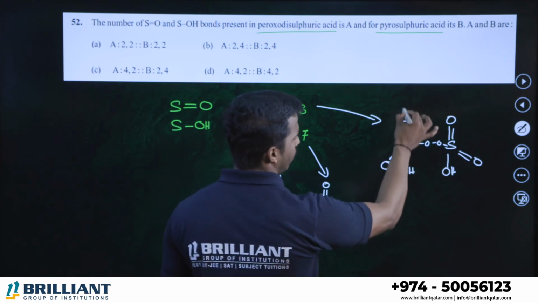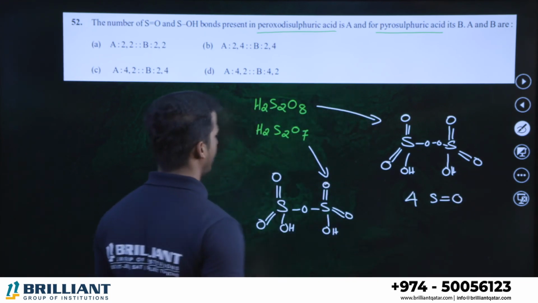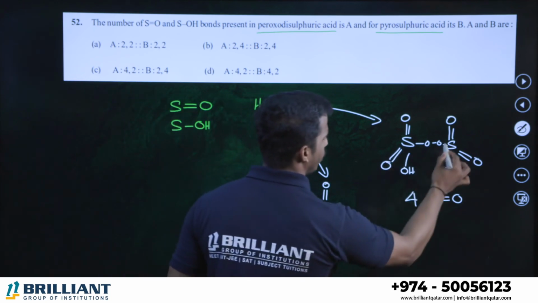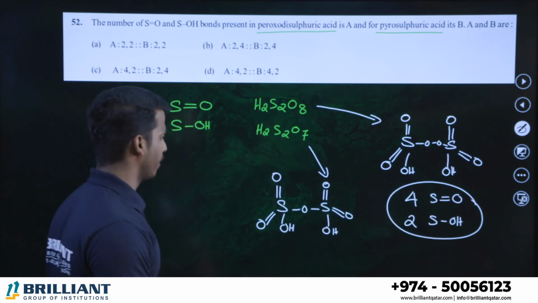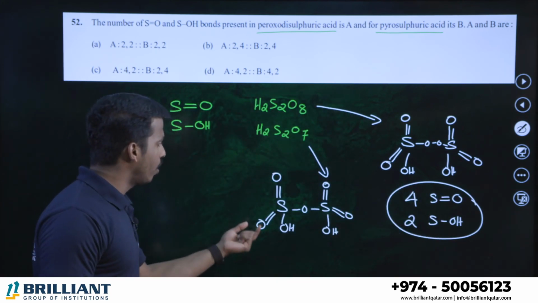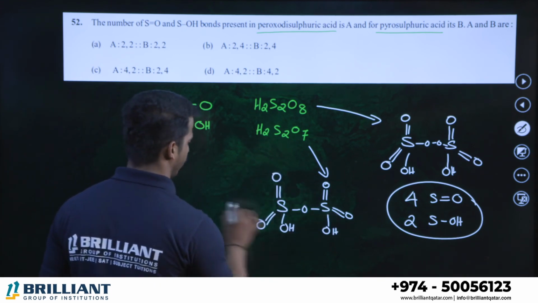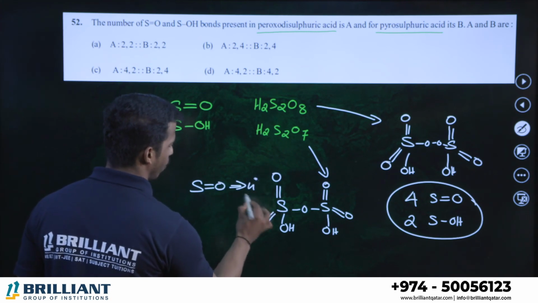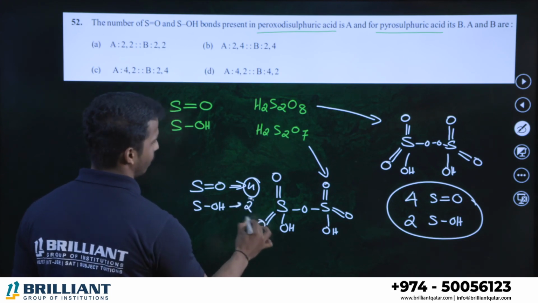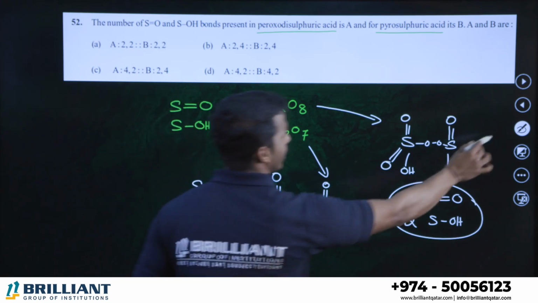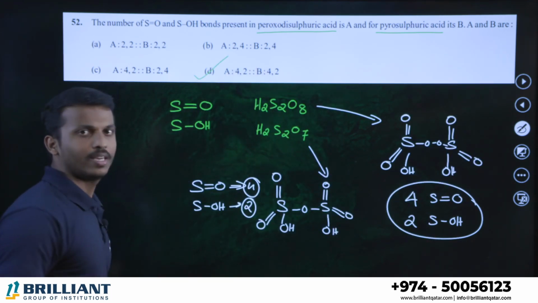Now let us count how many S double bond O bonds in the first system. 1, 2, 3, 4. There are 4 S double bond O bonds. And how many SOH bonds? 1, 2. So there are 2 SOH bonds in the first system. What about oleum H2S2O7 or pyrosulfuric acid? Again 1, 2, 3, 4. So S double bond O bonds are 4. SOH bonds are the same, 2. So the answer is 4, 2, 4, 2. Option D is the one.